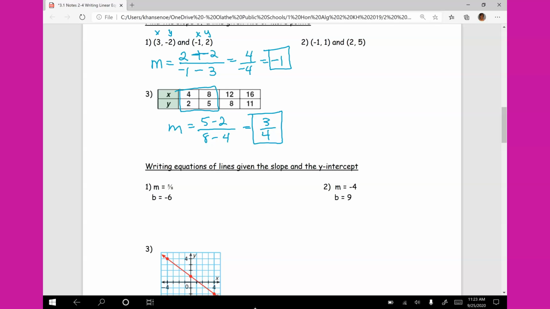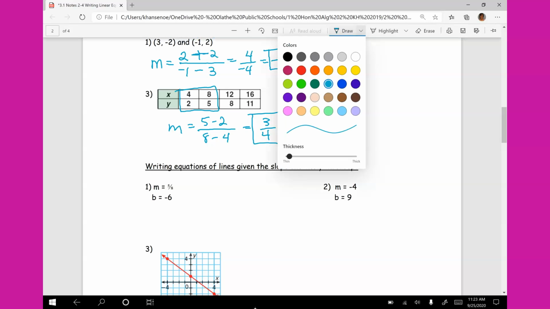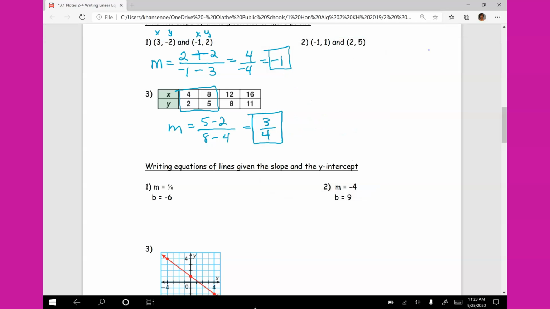Writing equations given the slope and the y-intercept. So when I'm writing an equation and I am giving you a slope and a y-intercept, that means you are using y equals mx plus b. Now, I want you to know this is the first of many equations on this homework that you're going to have to know. So super easy when I have something like this, y equals 5/8 x minus 6. That's your answer.